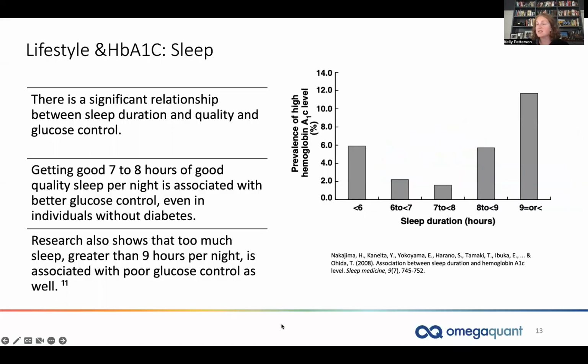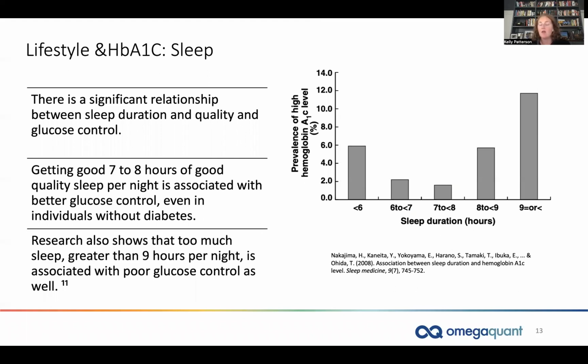So I mentioned this, but sleep, there's a really significant relationship between sleep duration and quality and glucose control. So it turns out you can sleep too much and you can sleep too little. It seems to be that the Goldilocks area is that 7 to 8 hours of sleep.